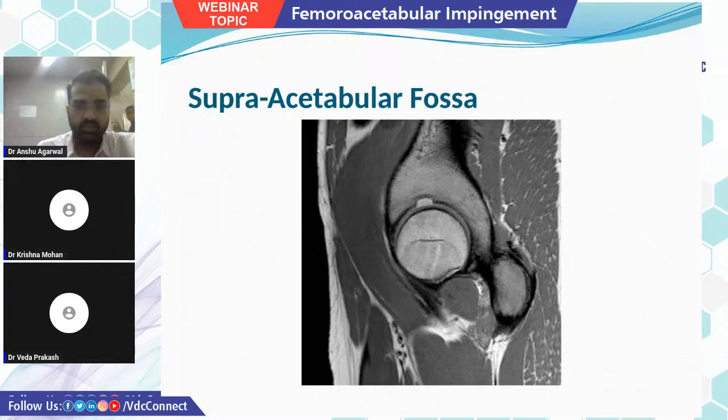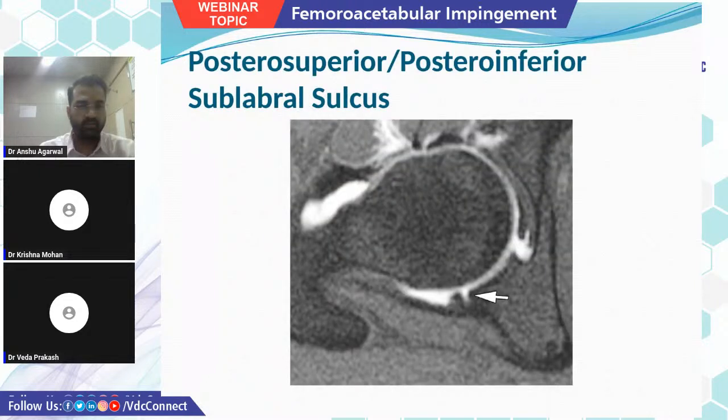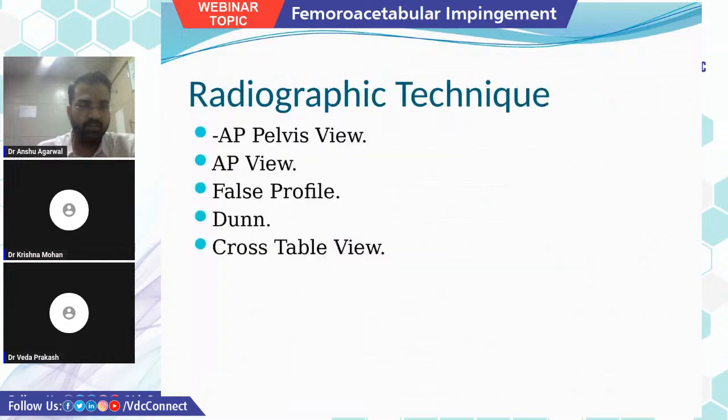Now, this is a supraacetabular fossa. It is a very normal variant, and it should not be mistaken as a cyst or a defect. It is usually seen in the central 12 o'clock position, and it is usually filled with cartilage. And then this is a posterior-superior or posterior-inferior sublabral sulcus. Now, this is not a tear, as we can see that it is not going through and through of the sulcus, and there's some cartilage left behind, so it should not be mistaken as a tear. It's a very normal anatomical finding.